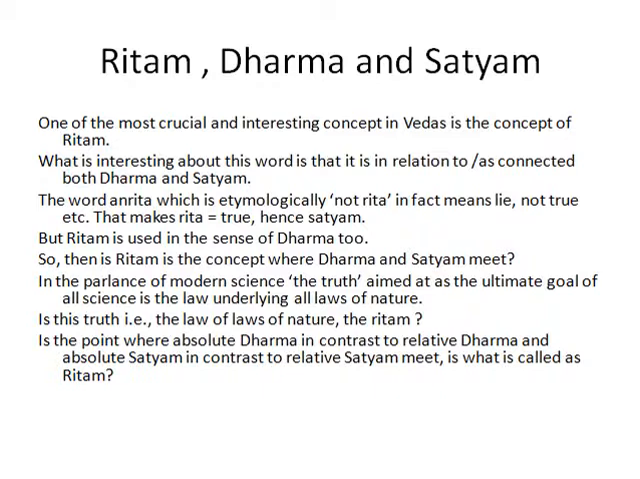Okay. This makes rhythm a concept where dharma and satyam meet. Is that right? In the parlance of modern science, we say that the aim of science is to find the ultimate truth. And we also say that the aim of science is to find the law underlying all laws of nature. This law underlying all laws of nature is the truth that science is aiming at. If that is true, then the truth and the law underlying all laws of nature are one and the same. Oh, is this the place where dharma and satyam meet? And is this the place where we can use the word rhythm in both the senses?